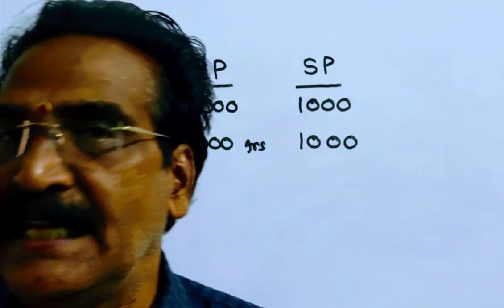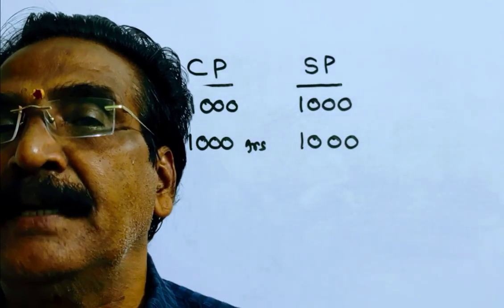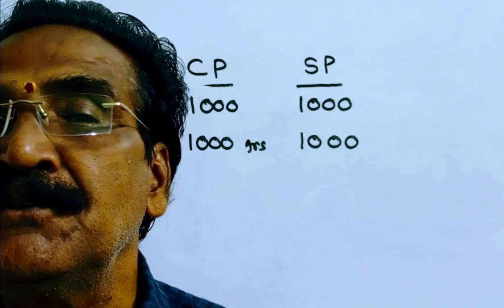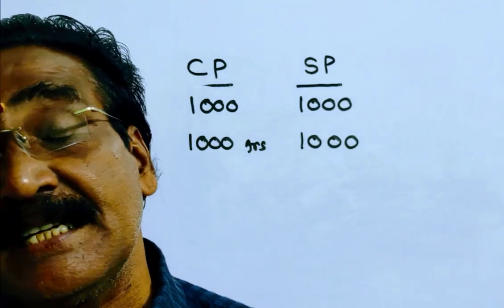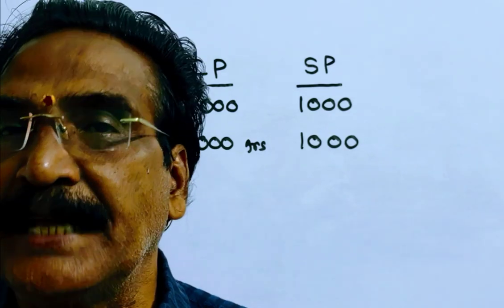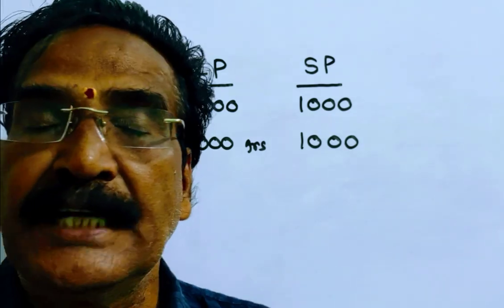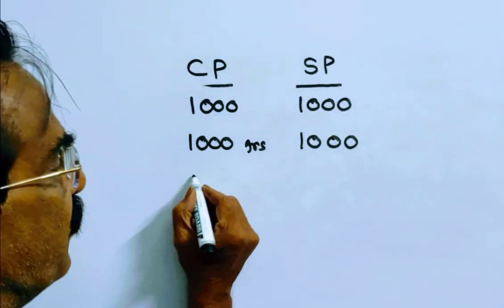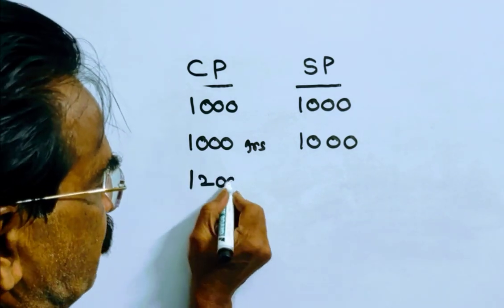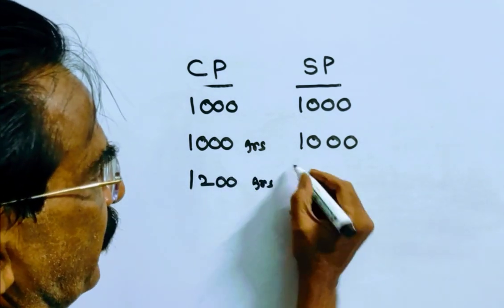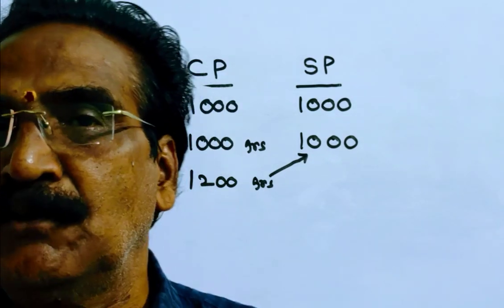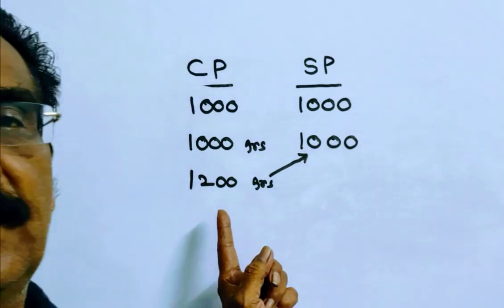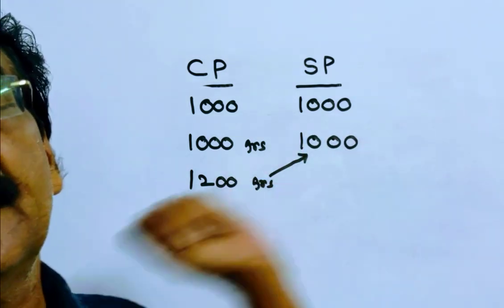Friends, but he is a careless shopkeeper, and hence he used a weight of 1.2 kg. He uses a weight of 1.2 kg for 1 kg. That means he is giving 1200 grams. He is giving 1200 grams for the same 1000 rupees. So 1200 grams is given for 1000.